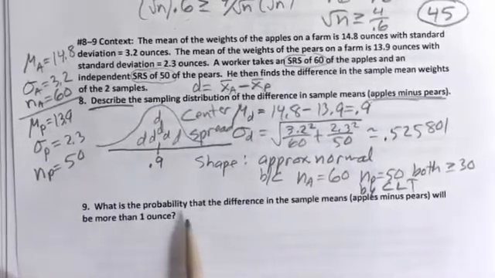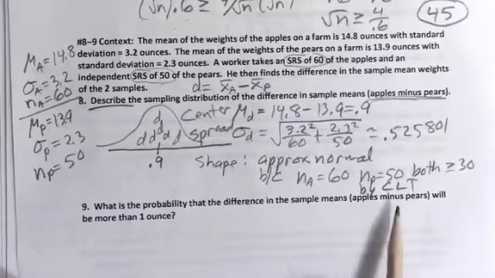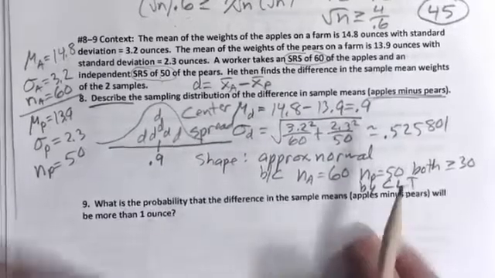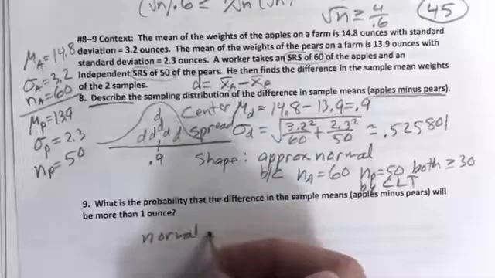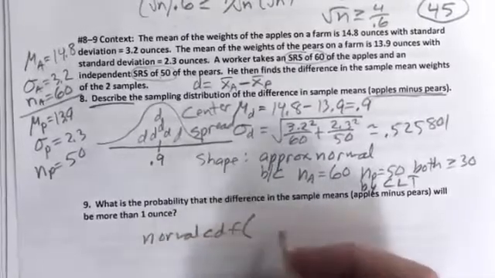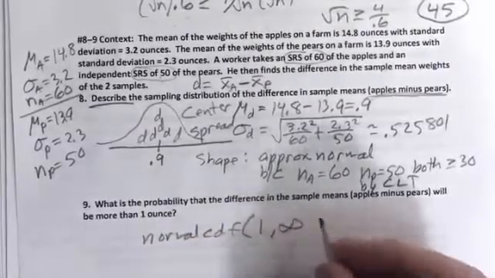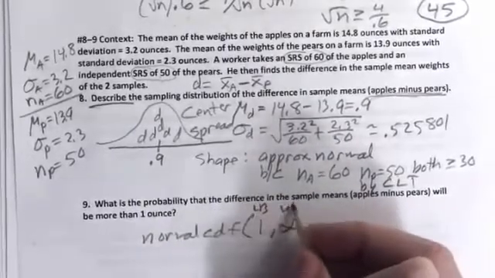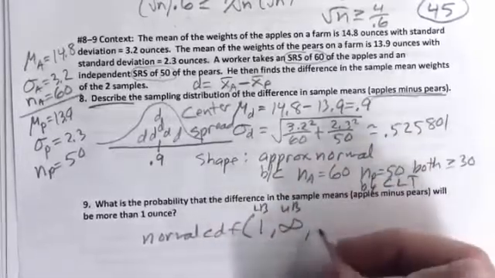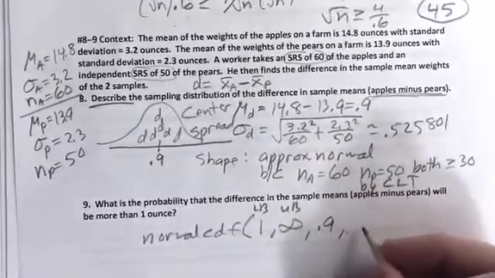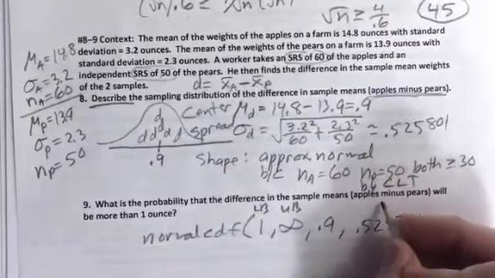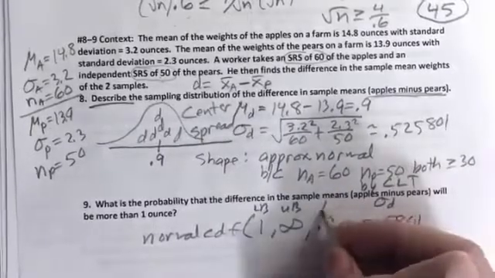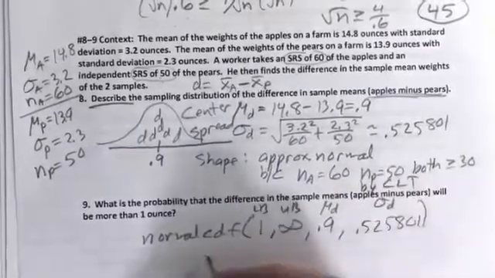Then what is the probability that the difference in the sample means, apples minus pears, will be more than 1 ounce? We can do normal CDF. More than 1 ounce would be 1 to infinity. That's my lower bound, that's my upper bound. My mean, which I just found, is 0.9. My standard deviation is 0.525801. That is the standard deviation of my differences, and that is the mean of my differences.